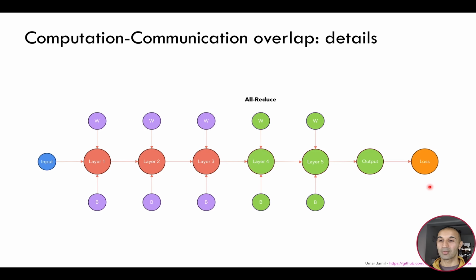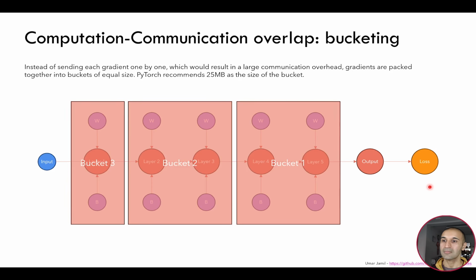Then PyTorch will calculate the next layer, and since this one is already available, we can already send it to the other nodes and receive back the cumulative one, etc, etc, etc. So while PyTorch is computing the backward step, we can already communicate to the other nodes the gradients that we have already computed and receive back the cumulative one. This will result in a very fast speed up.